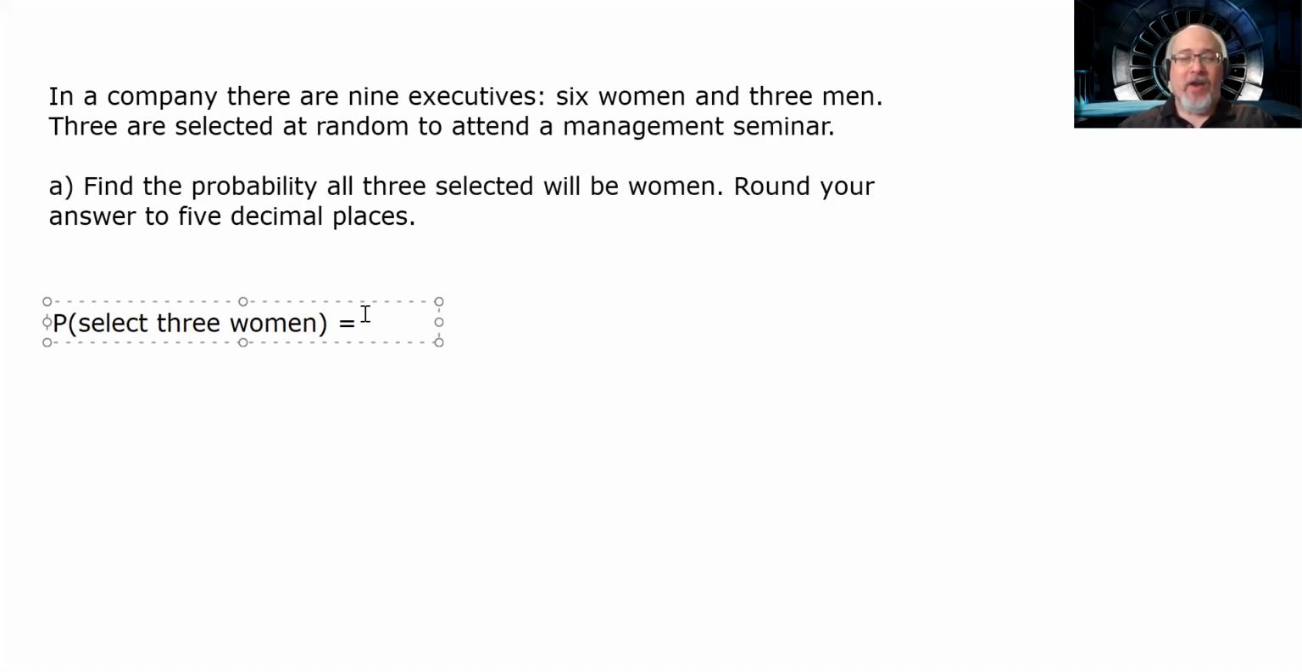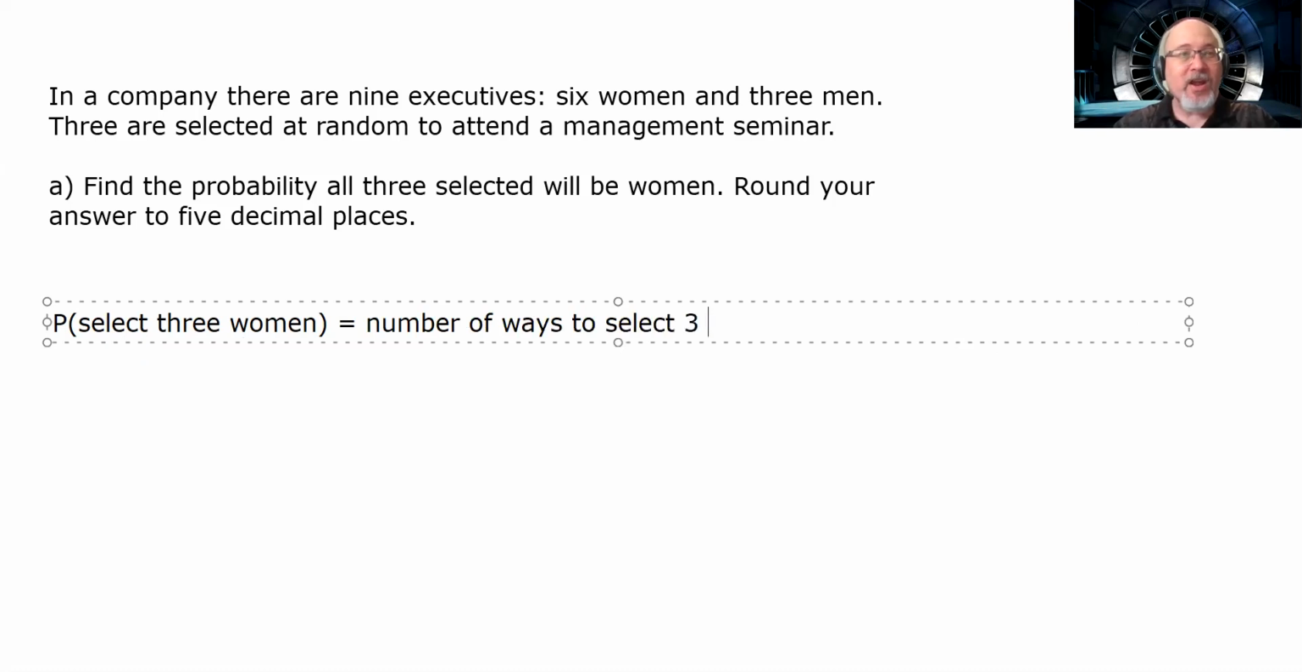So the numerator of our fraction is going to be, oh, by the way, does it matter which order we select the women in? It does not. It doesn't matter if we say Alice, Beth, and Christy, or Christy, Beth, and Alice. It doesn't matter what order we select them in, which means we're looking at the number of combinations. So the probability that we select 3 women is the number of ways to select 3 of 6 women. That will be our numerator.